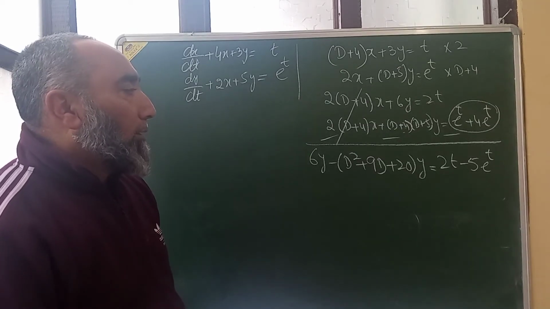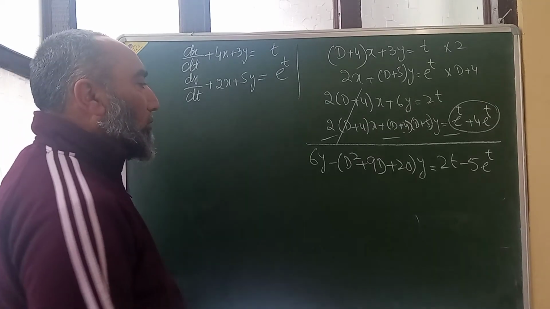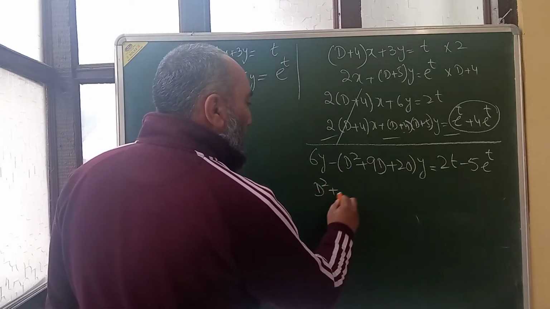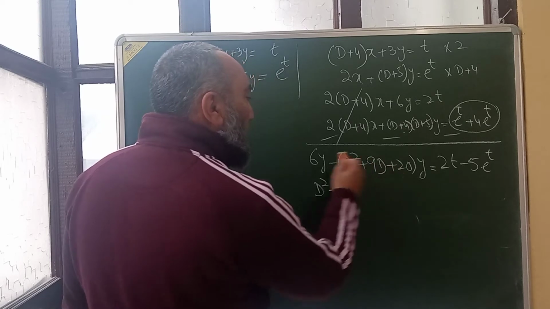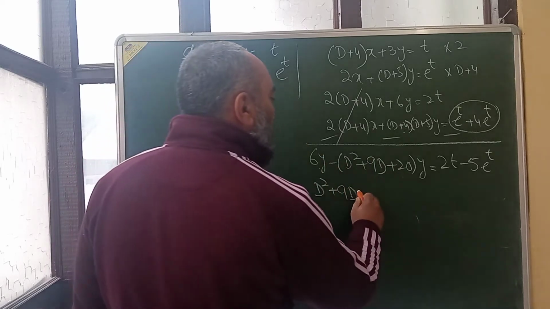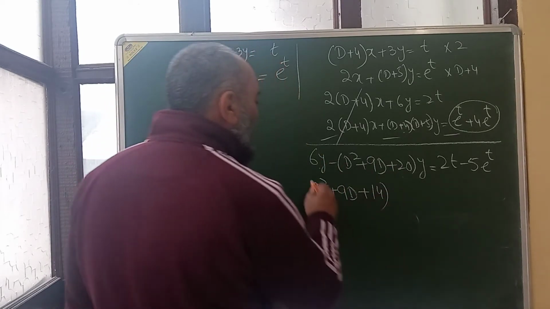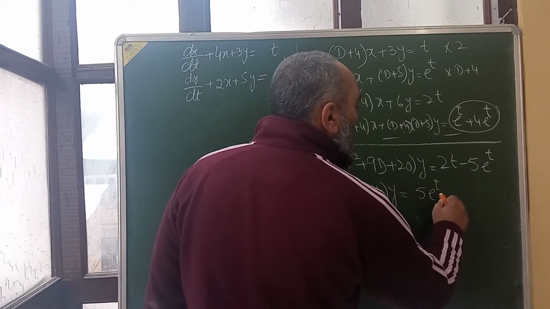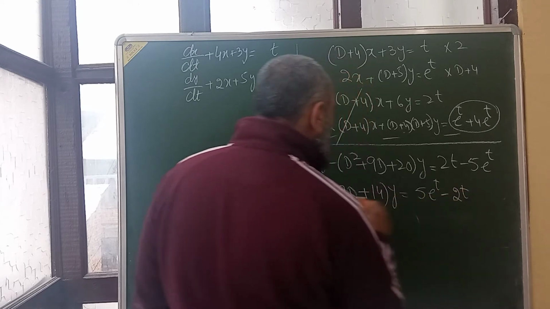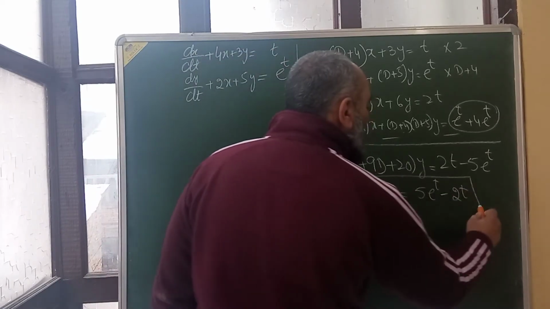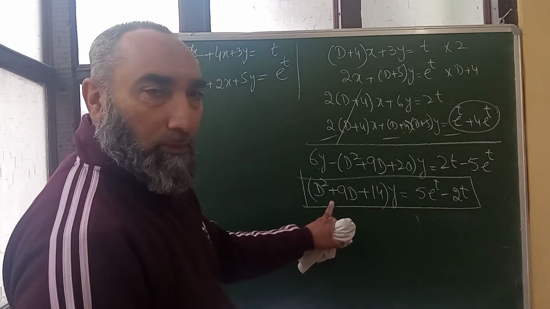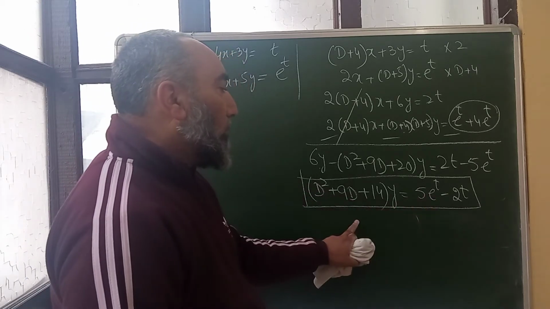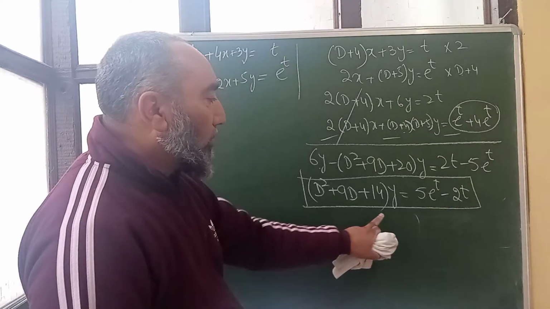So it is this. Or you have, see, this is d square plus 9d plus 20 minus 6, what is that? Plus 14, operating on y equals, minus you have taken outside, 5 e raised power t minus 2t. Okay. This is a linear differential equation with constant coefficients. F(d) operating on y equals some function of t. You will have to find complementary function as well as particular integral.